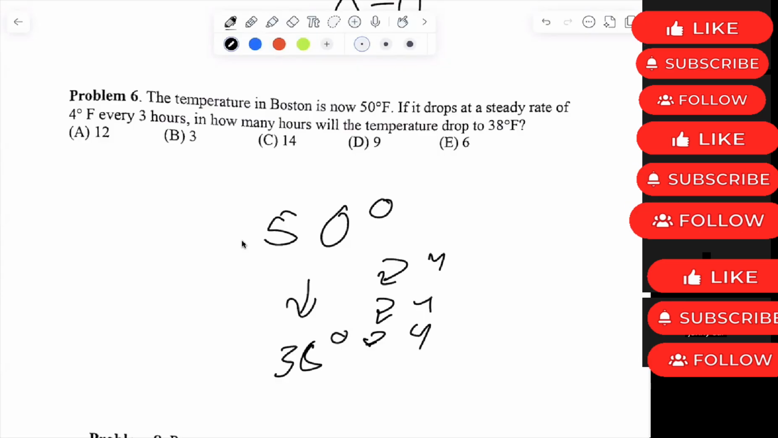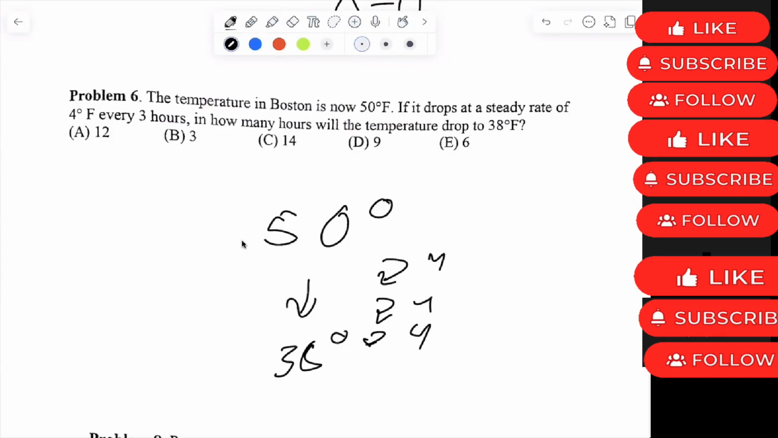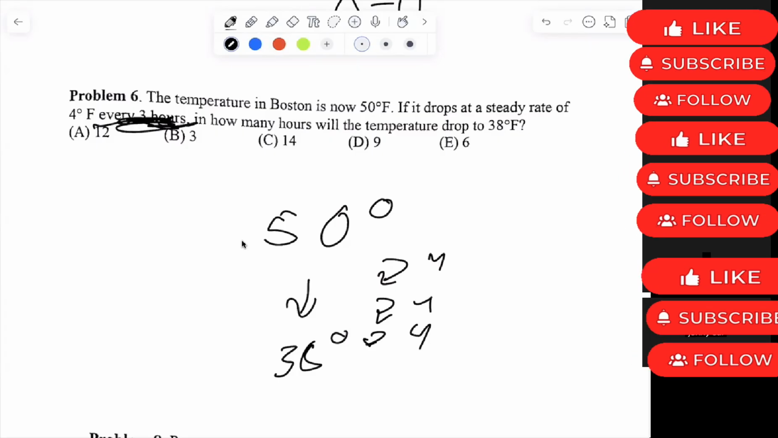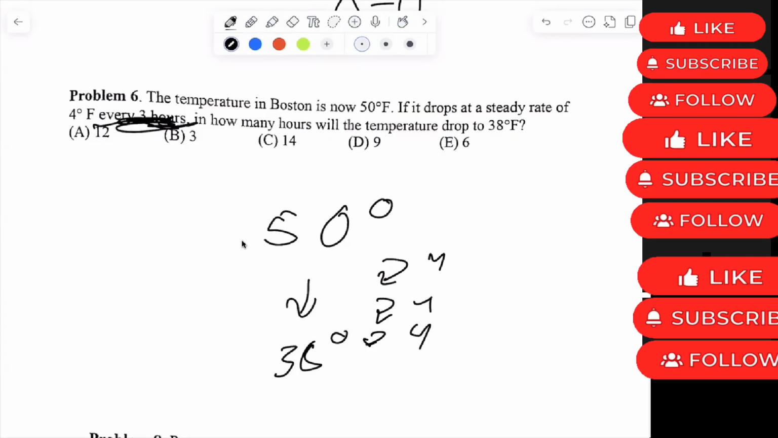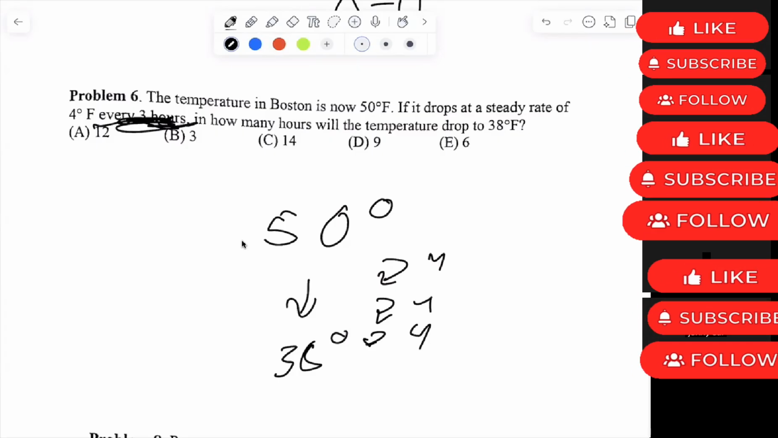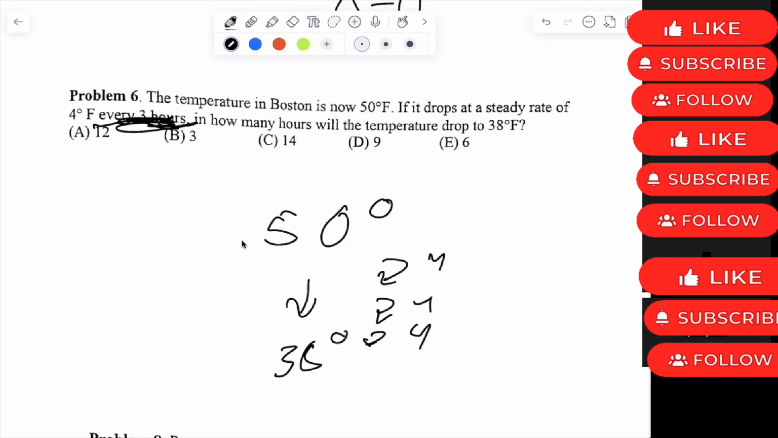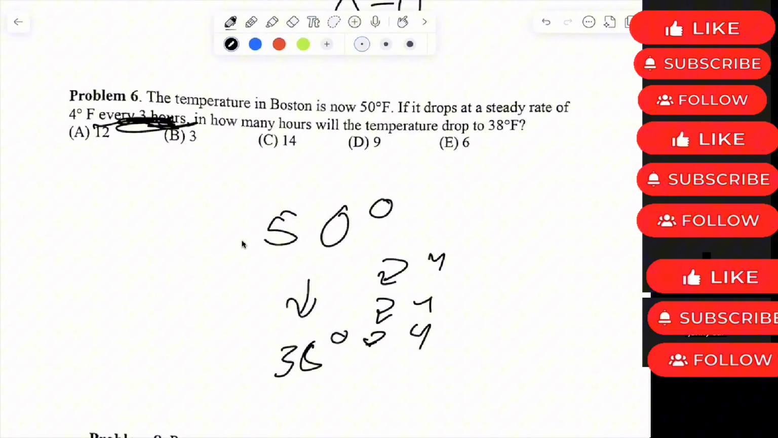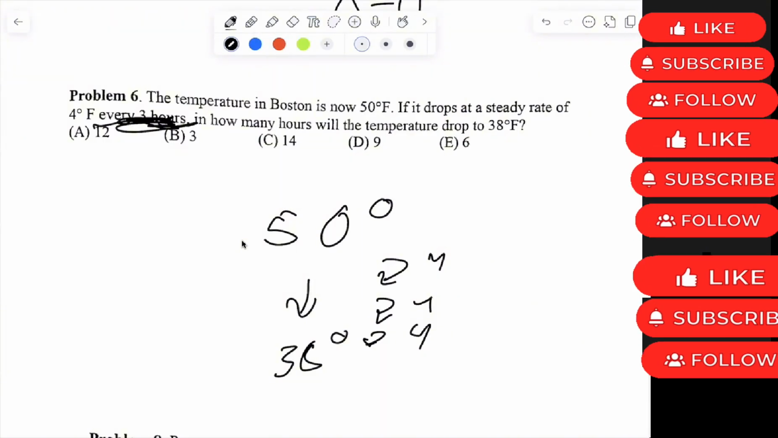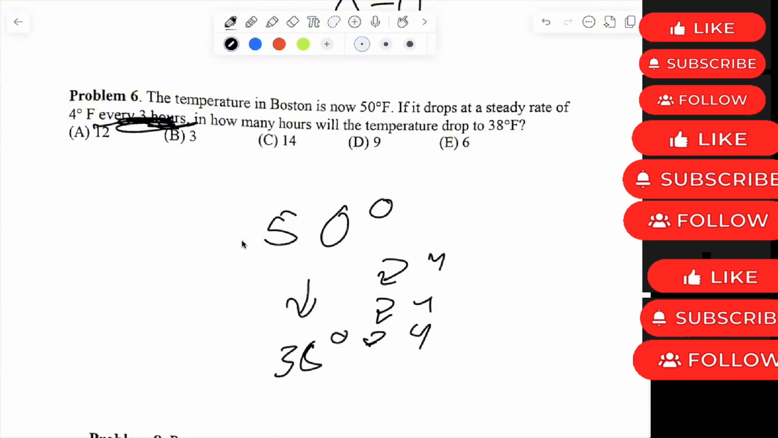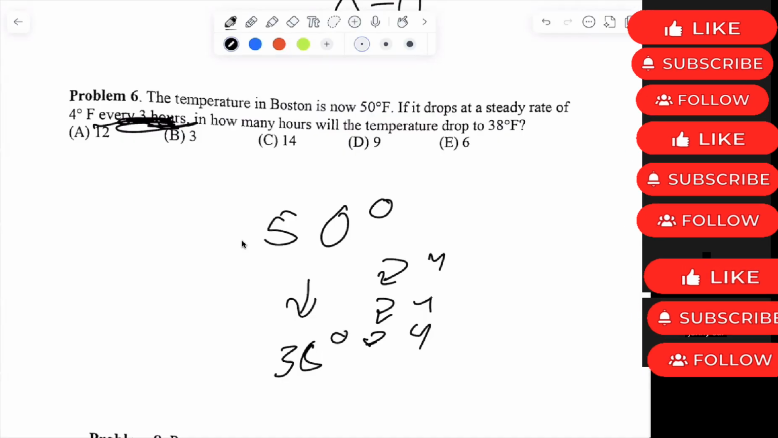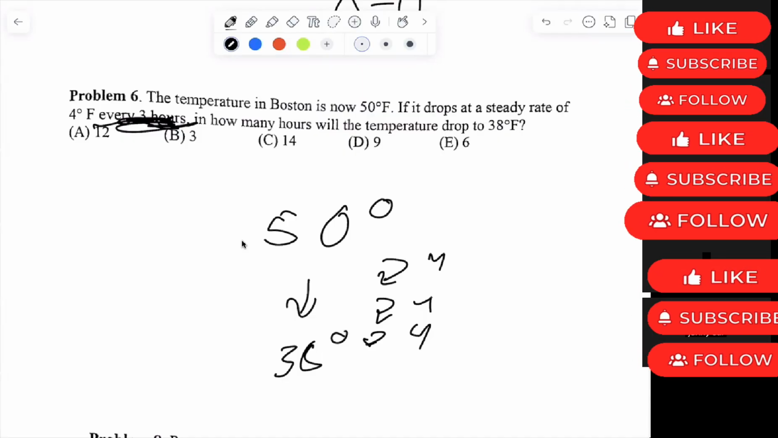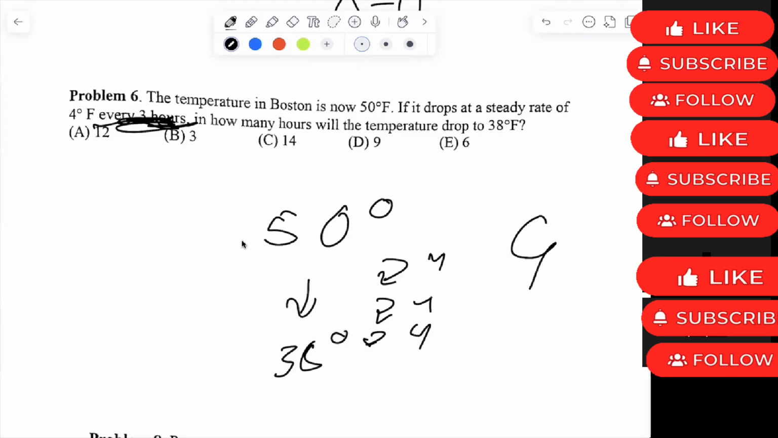All right, before you press B as your answer, note that it says every 3 hours. That's a key thing. If you didn't read that, you would end up losing this point. Make sure you read this question: a steady rate of 4 degrees Fahrenheit every 3 hours, and how many hours will the temperature drop to 38 degrees Fahrenheit? Well, it becomes simple from here. The answer is just going to be 3 times 3 or 9 or D.